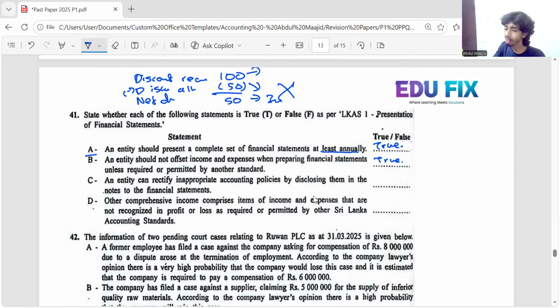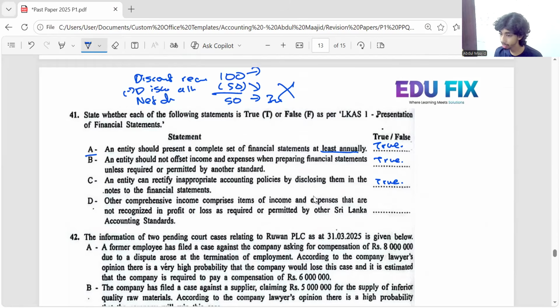An entity can rectify inappropriate accounting policies by disclosing them in the notes to the financial statement. If they use any inappropriate accounting policy, yes, they can disclose that in the notes and tell that to their stakeholders. D. Other comprehensive income comprises items of income and expense that are not recognized in the P&L or permitted by other accounting standards. For example, revaluation surplus of first time or second time, and setting off last year surplus with a current year deficit.